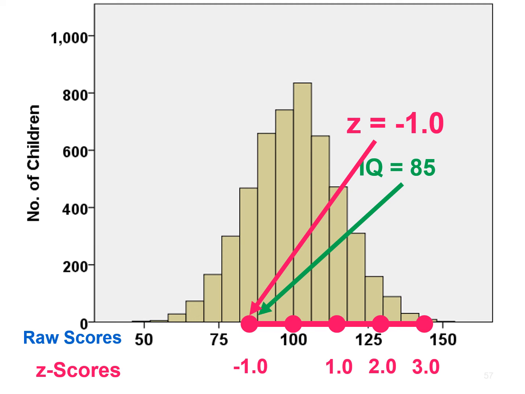We say that these children have a Z-score of -1. The number 1 indicates that their IQ scores are one standard deviation from the mean, and the minus sign indicates that they are below the mean. When the raw score is below the mean, the Z-score is negative.